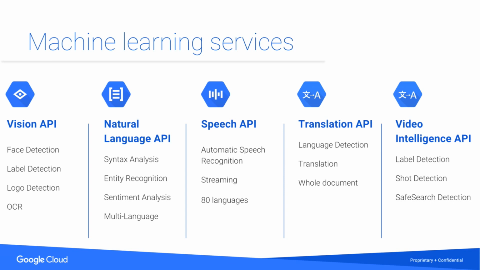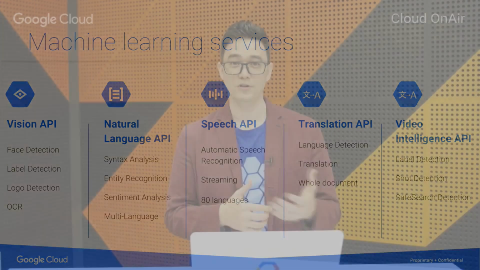And just launched this year, we have a video intelligence API, which can do things like label detection along the timeline in that video, and also do things like shot detection. It also has a safe search option so you can see if that video contains adult content.